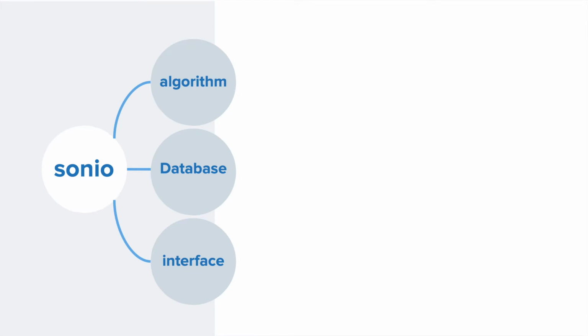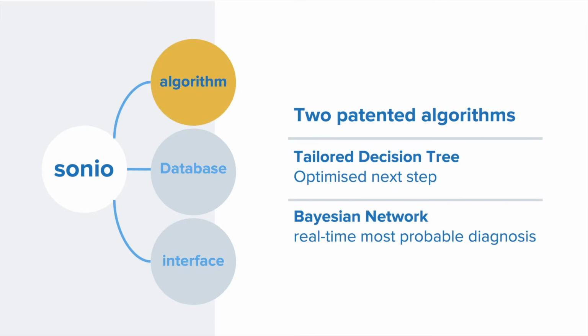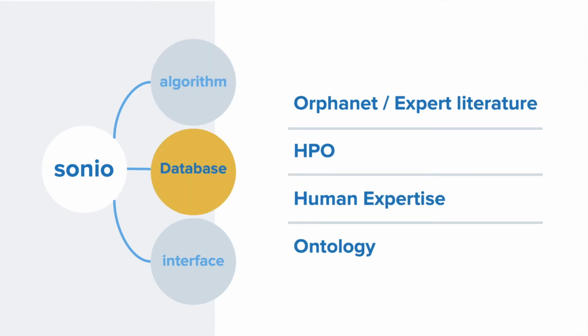This software is composed of an algorithm, a database, and an interface. The algorithm in itself is composed of 2 patented algorithms specifically designed for our tool. The first is a decision tree that finds the best next sign to look for at any step of the ultrasound examination. The second algorithm is a Bayesian network that computes the most probable diagnosis in real time at each step. The database is based on the Orphanet database and the human phenotype ontology, which we entirely tailored for fetal ultrasound, and which we augmented with external experts and existing literature.